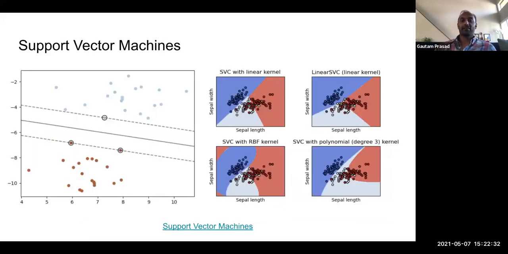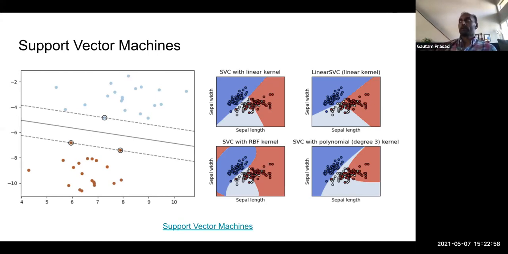Another really common algorithm that used to be used in many scenarios is support vector machines. You can think of this on the left as a support vector machine creating a boundary between two different classes. On the left is a really simple 2D example where we come up with a boundary between the blue dots and the red dots.